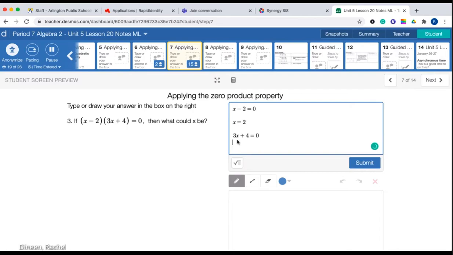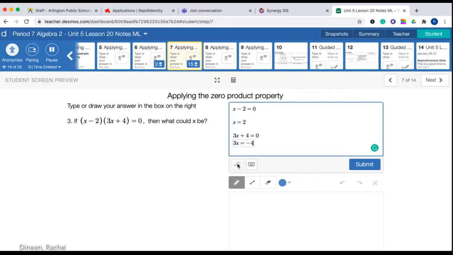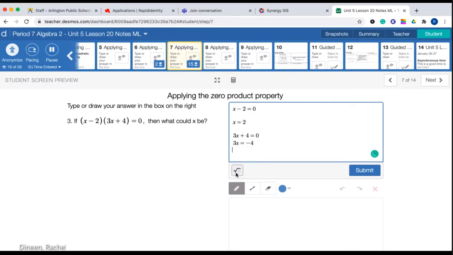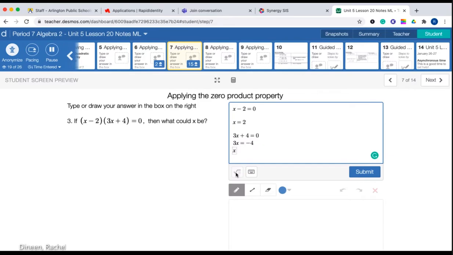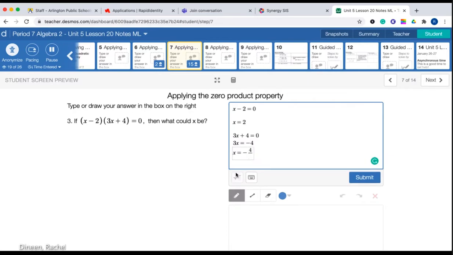So if we're trying to solve for x here, if we subtract 4 from both sides, we have 3x equals negative 4. Then we divide both sides by 3. So x equals negative 4 thirds.